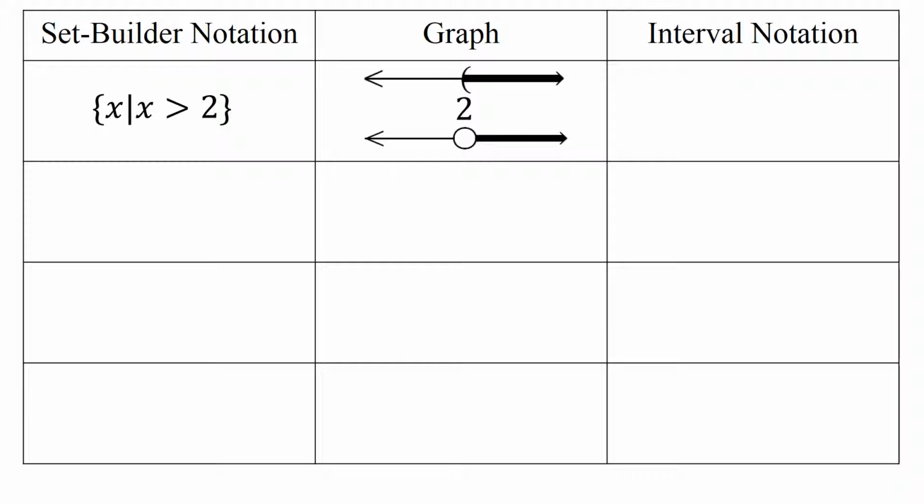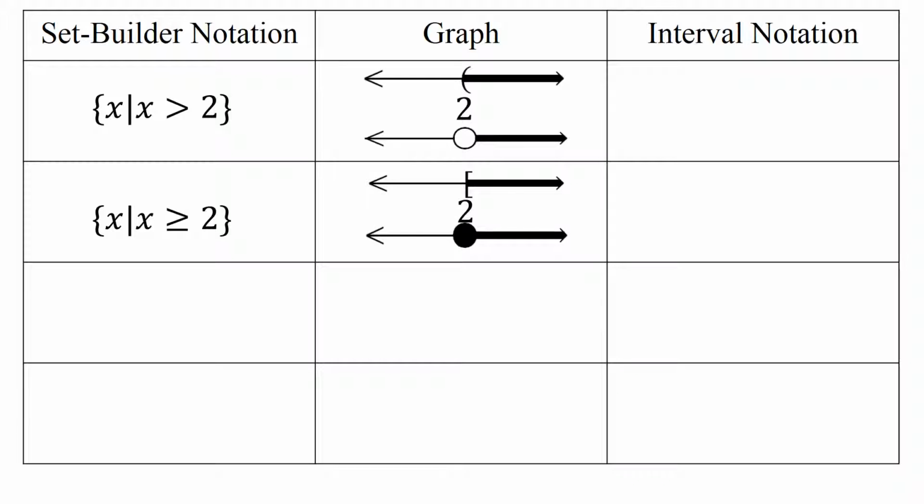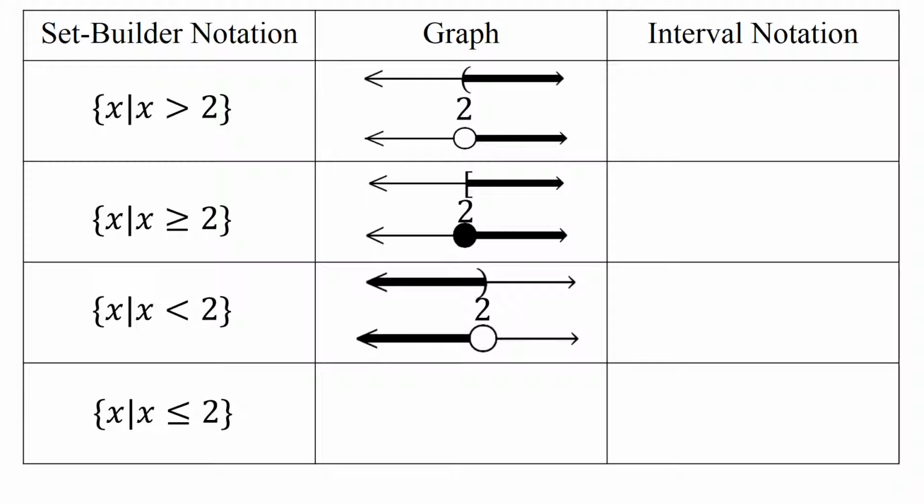If instead we're looking at the set x is greater than or equal to 2, then we would use a bracket to indicate 2 is greater than or equal to 2, or we could use a solid circle filled in. If we're looking at the set of numbers x is less than 2, then again we can use a parenthesis. This time we're going less than, so to the left, or an open circle. Less than or equal to 2, we could use a bracket or a solid dot.